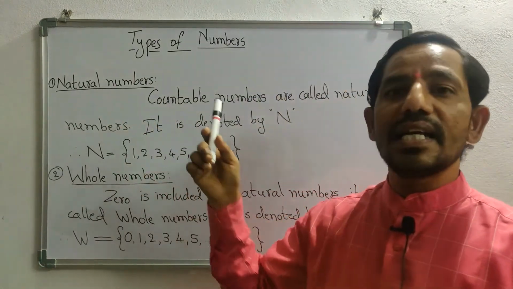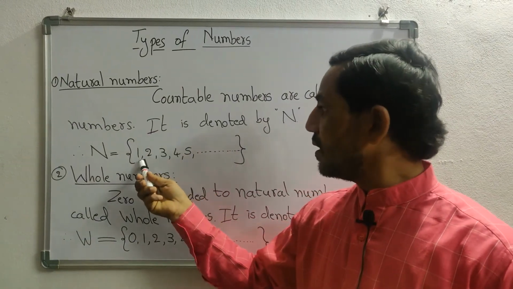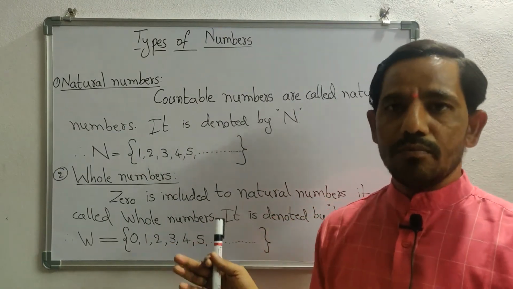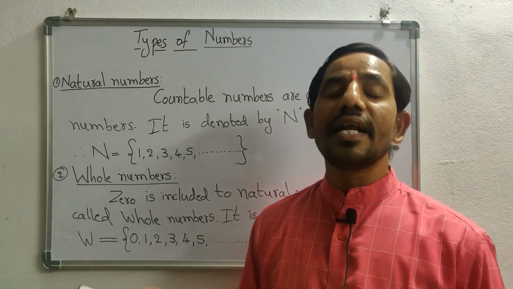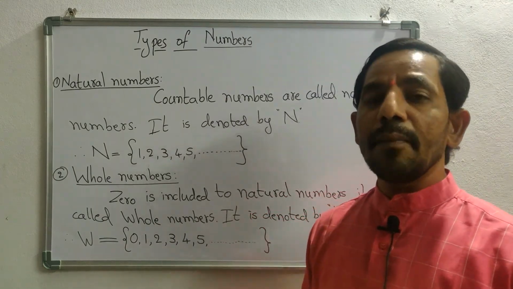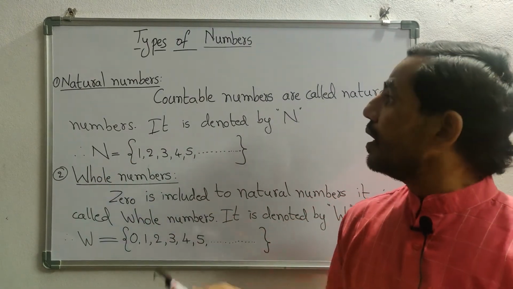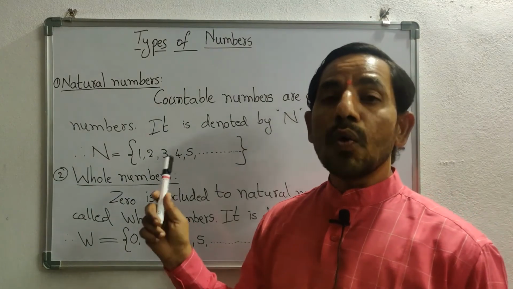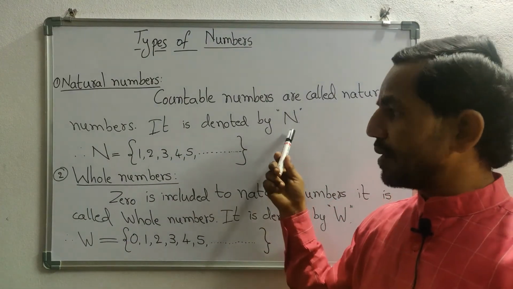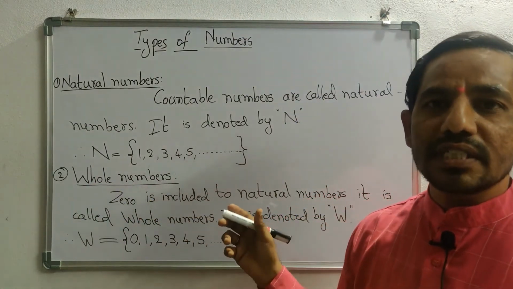In the natural number set, the least natural number is 1, but we cannot say the biggest natural number. There are infinite numbers, that's why we can't say the biggest number in the natural number set. Once again I will repeat. Natural numbers means countable numbers. It is denoted by capital letter N. So N is equal to 1, 2, 3, 4, 5, 6 and so on.